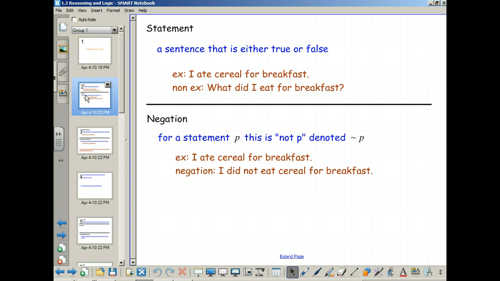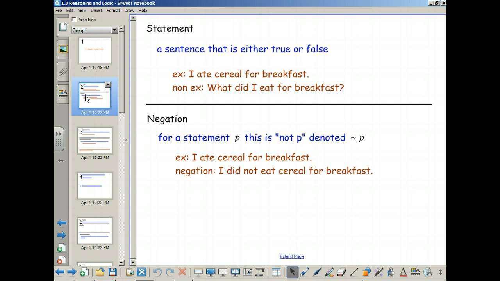All right, so the first thing I want to talk about is a statement. A statement is simply a sentence that's true or false. And so "I ate cereal for breakfast" would be a statement. "What did I eat for breakfast?" would not be, right? It's neither true nor false. It has some other kind of an answer. Another item that's not a statement would be a command, like if I told you, get out your notebooks. That's not a true or false thing, right?